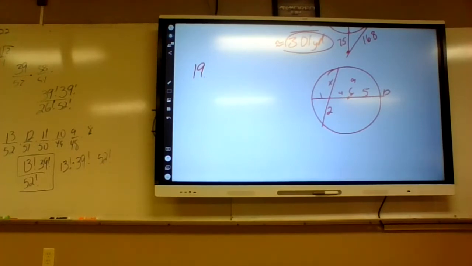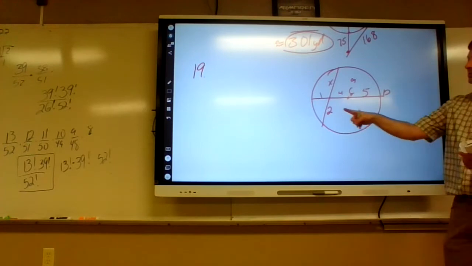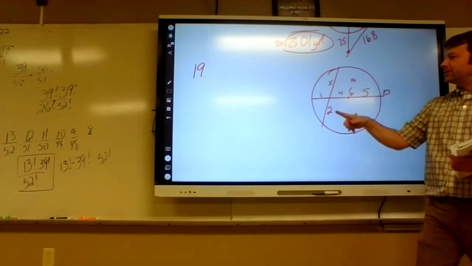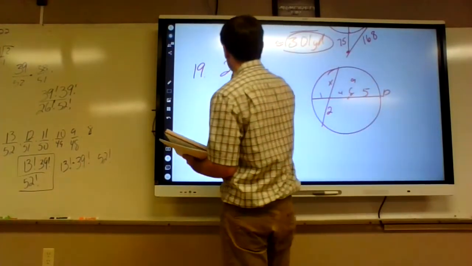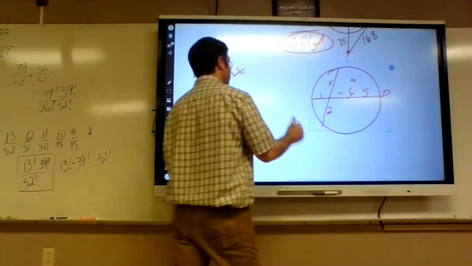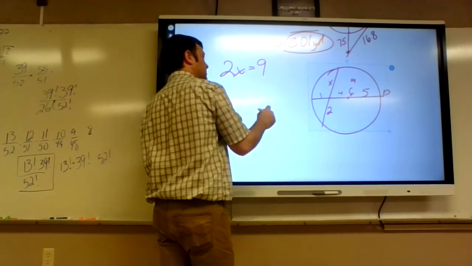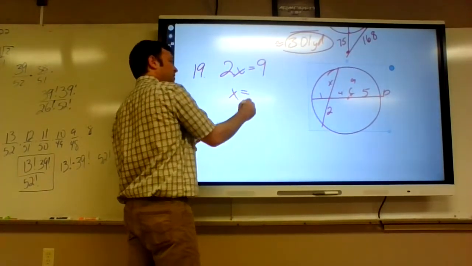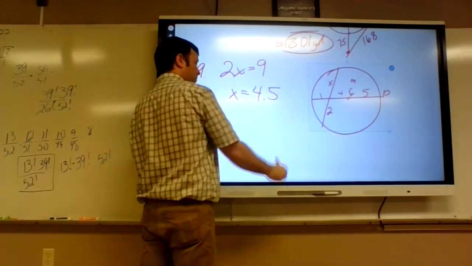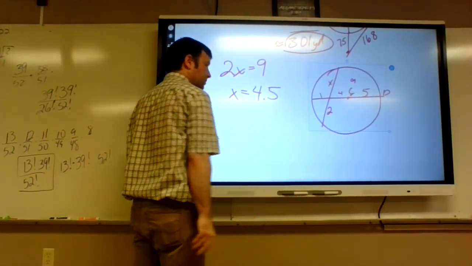Okay, you guys remember how we set these up? 2 times x equals 1 times 9. So 2 times x equals 9. 9 divided by 2 is 4.5, 4.5.